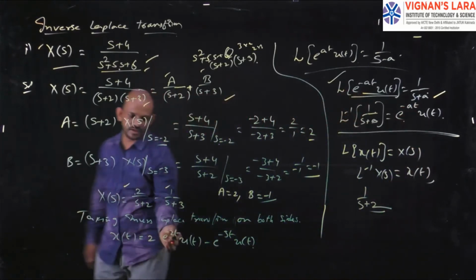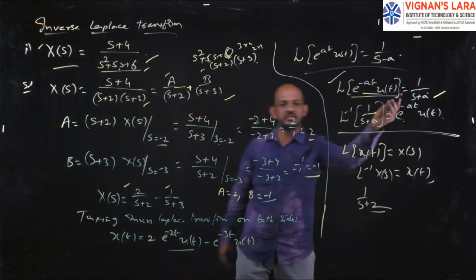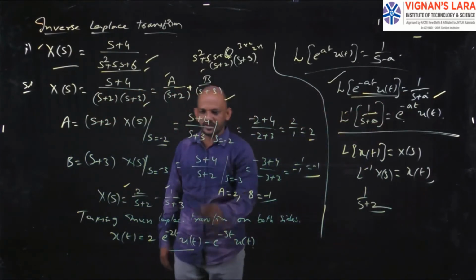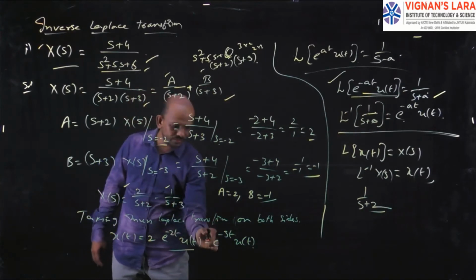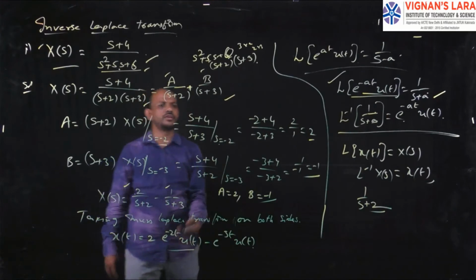So here I did e power minus 2t into u of t, just by using this formula. Next, in the same way, bring minus 1 outside. So minus 1. 1 into anything is 1, so if you leave 1, there is no change.